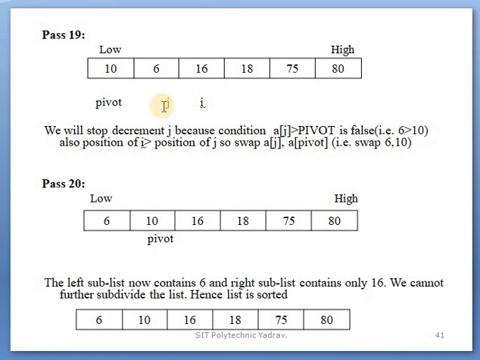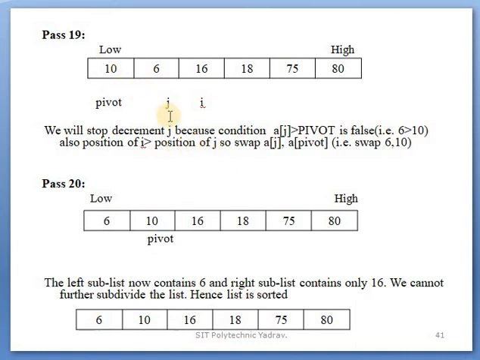We stop the decrement of j because the condition a of j greater than pi is false, that is 6 greater than 10 is not true, so we stop the decrement of j. Also the position of I is greater than the position of j, that is j has crossed I, so swap a of j and pi, meaning swap the 6 and 10.